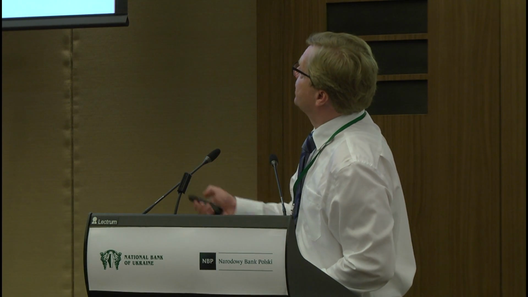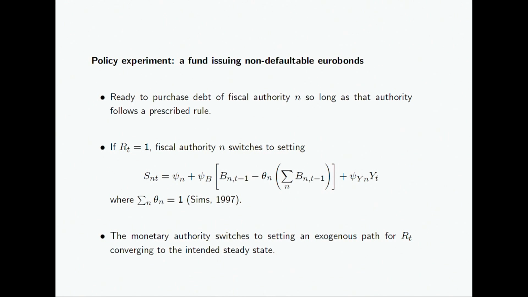So let me now talk about the details of the policy experiment. We're imagining there's this centrally operating fund. It's issuing non-defaultable Eurobonds. It's standing ready to purchase in the primary market debt of individual national fiscal authorities, so long as these fiscal authorities follow a prescribed rule. Now, what is that rule? That rule is standard in normal times when the economy is performing well.